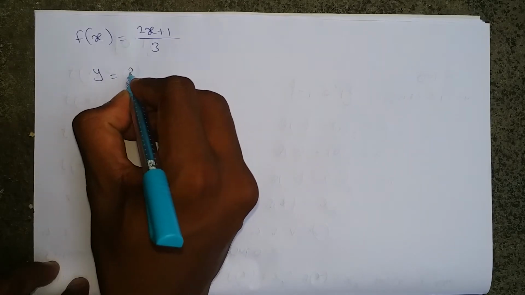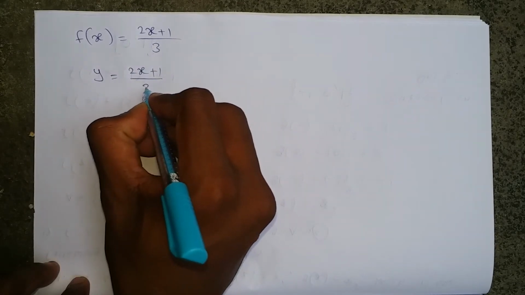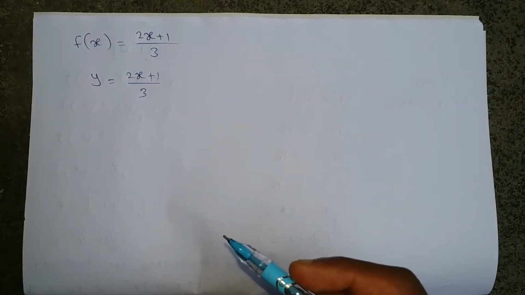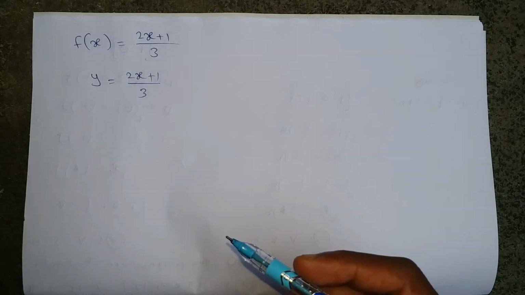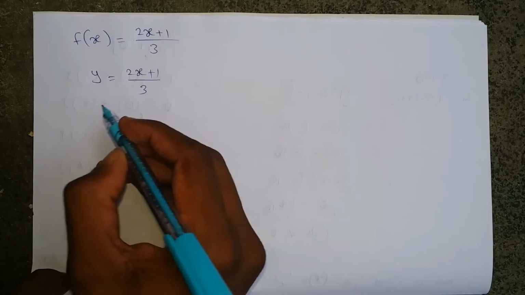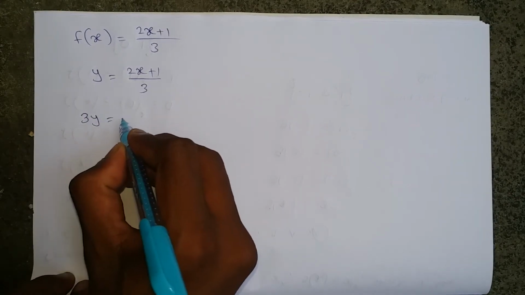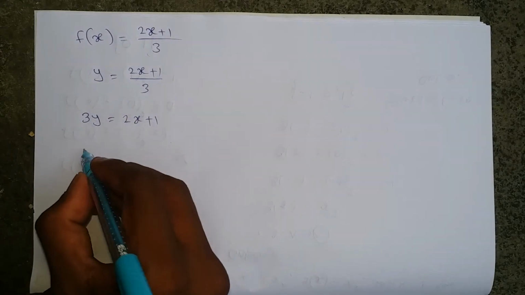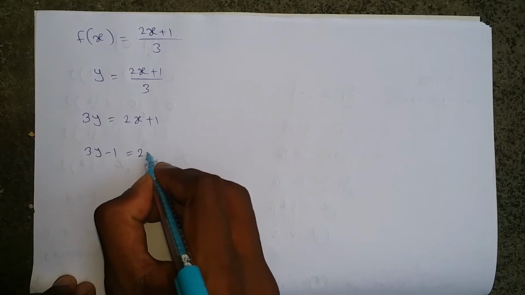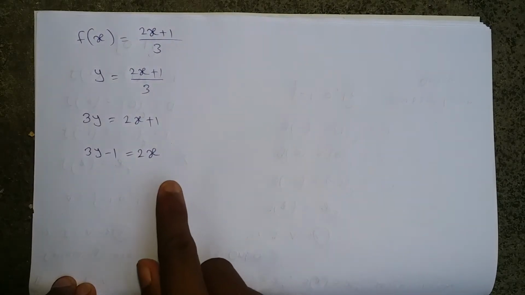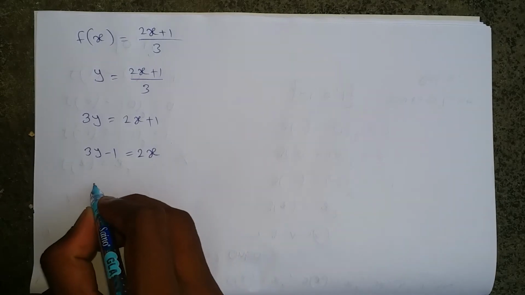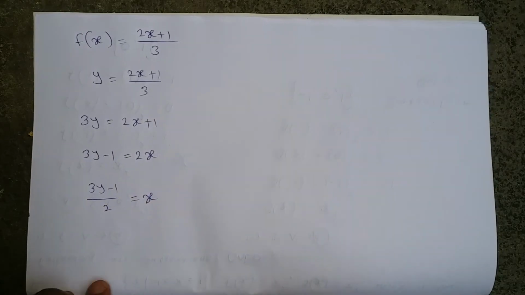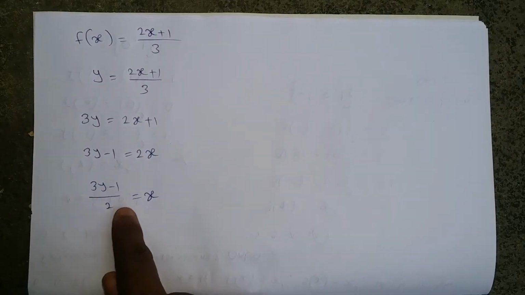So y is equal to (2x plus 1) divided by 3. Now we need to make an equation where x is the main element. So take 3 to the left side, it will become multiplication. 3y is equal to 2x plus 1. Now take plus 1 also to the left side, plus 1 will become minus 1. 3y minus 1 is equal to 2x. Now we want the x value, so take 2 also to the left side. So we get (3y minus 1) divided by 2 is equal to x. Now we got the x value as (3y minus 1) divided by 2.